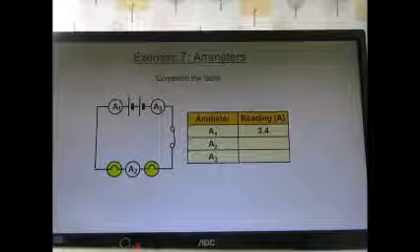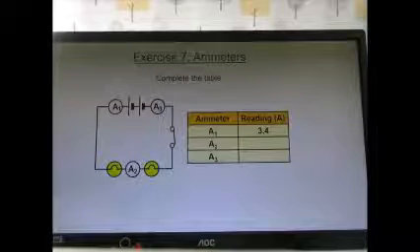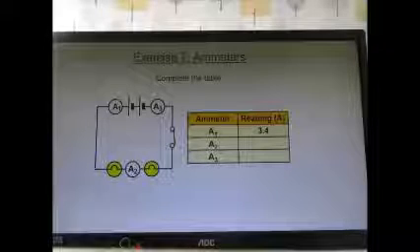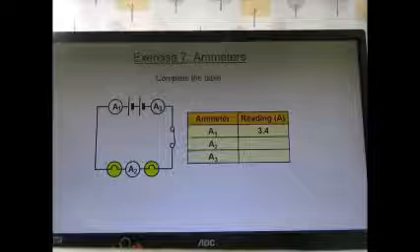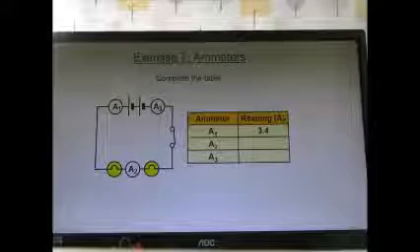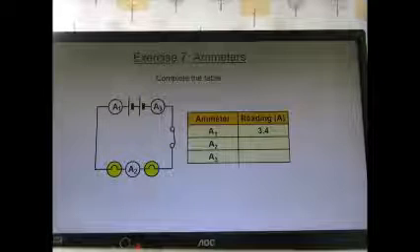So that's what you're going to think about on these 2 exercises. So you've got 3 ammeters that are labelled 1, 2 and 3. You've got the ammeter reading at number 1, which is 3.4. So you have to tell me what the ammeter reading is going to be at number 2 and number 3.